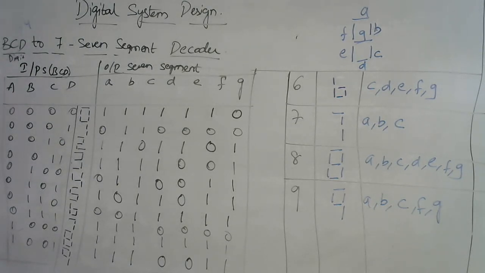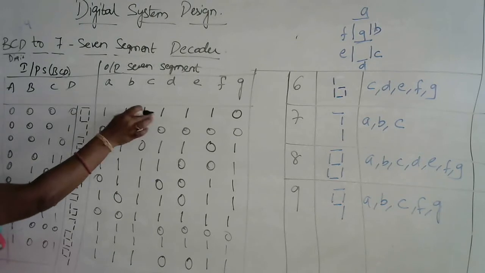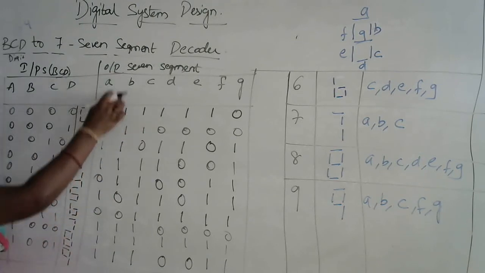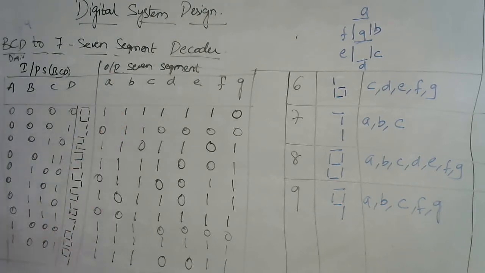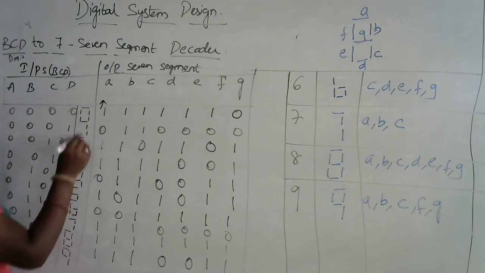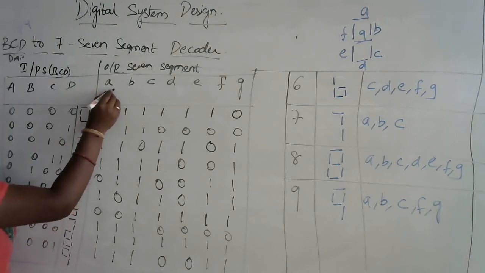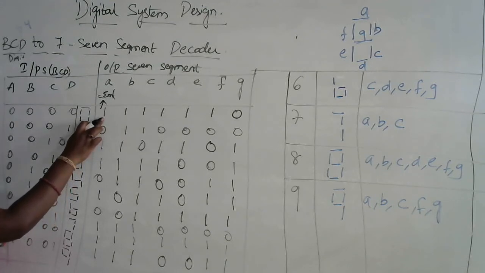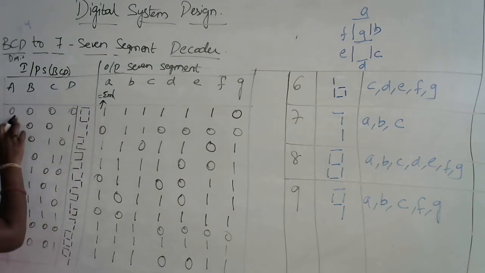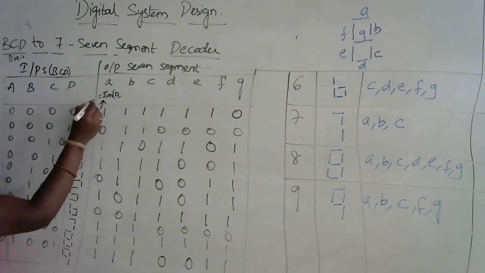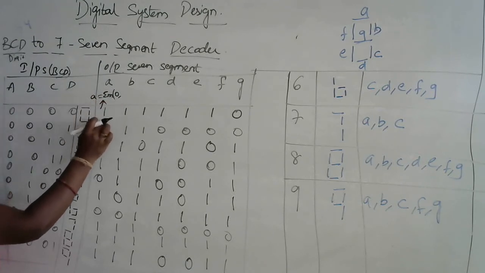So the next step is I am drawing a K-map. How many K-maps do I need to draw? 7 K-maps. 1 K-map for A, 1 K-map for B, and so on. Similarly, from this I can write down A as sigma m of, for which numbers we are having ones. This one is related to 0. So A can be represented as sigma m of 0.